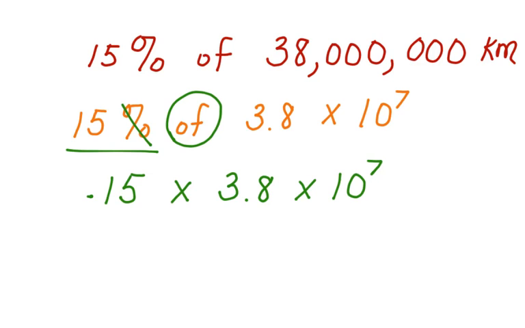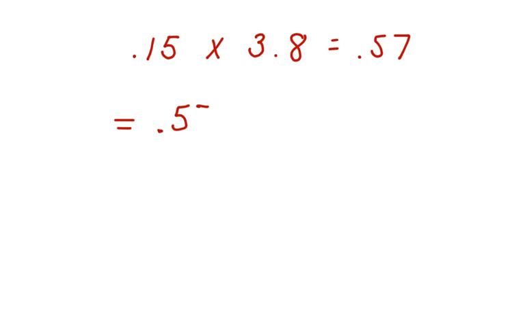Now the next thing we can do is work just with this beginning part. And we can multiply 0.15 times 3.8. When we multiply 0.15 times 3.8, we get 0.57. And now we can bring that down into our answer, and we can say 0.57 times 10 to the 7th is the distance we have traveled.